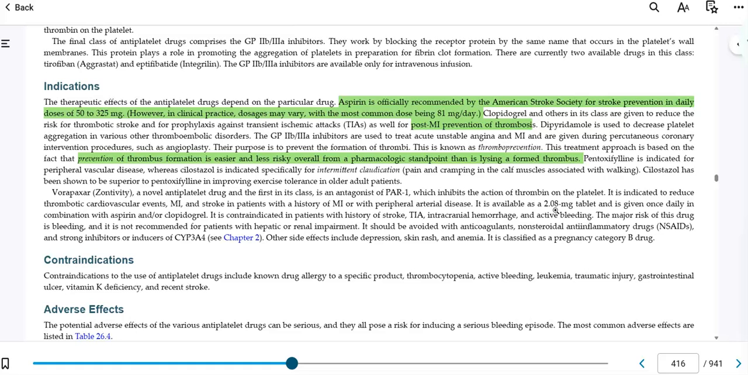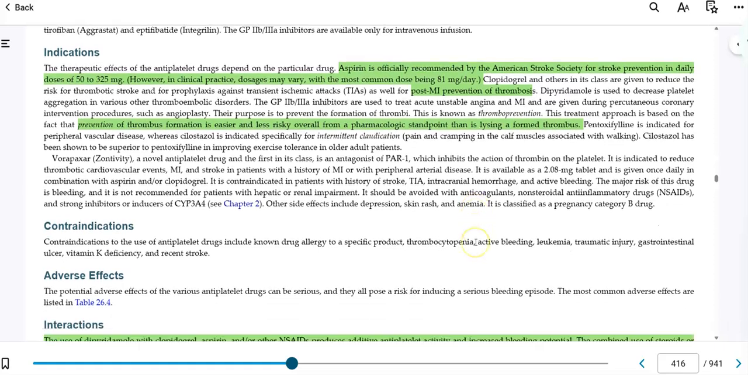My indications for this is I want you to think of aspirin as the officially recommended by the American Heart Society for stroke prevention in doses anywhere from 50 to 325 milligrams. The most common dose is that 81 milligrams a day. We used to call that a baby aspirin. Now we call it 81 milligram a day. Another medication that we use in addition to aspirin for this one is clopidogrel. And it's given to reduce the risk of thrombotic stroke or for prophylaxis against TIAs, that transient ischemic attacks, as well as after an MI, to prevent a thrombosis.